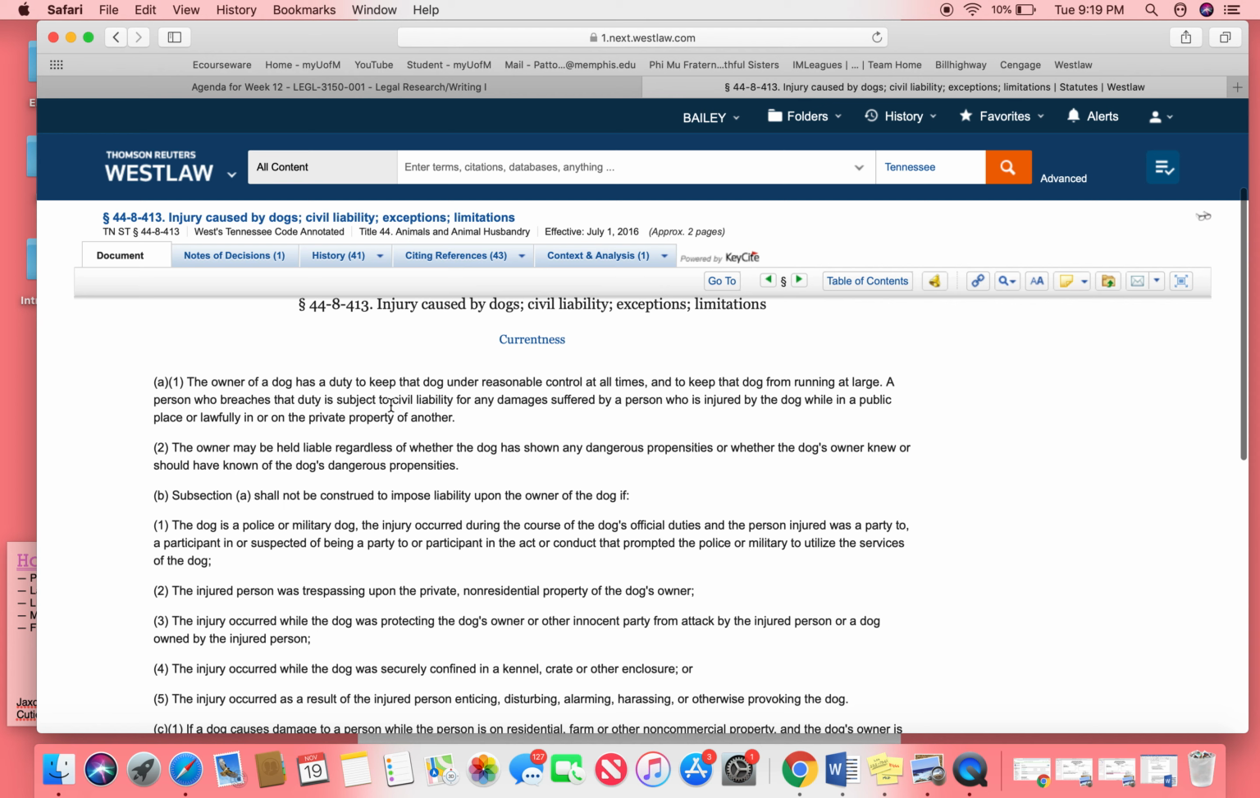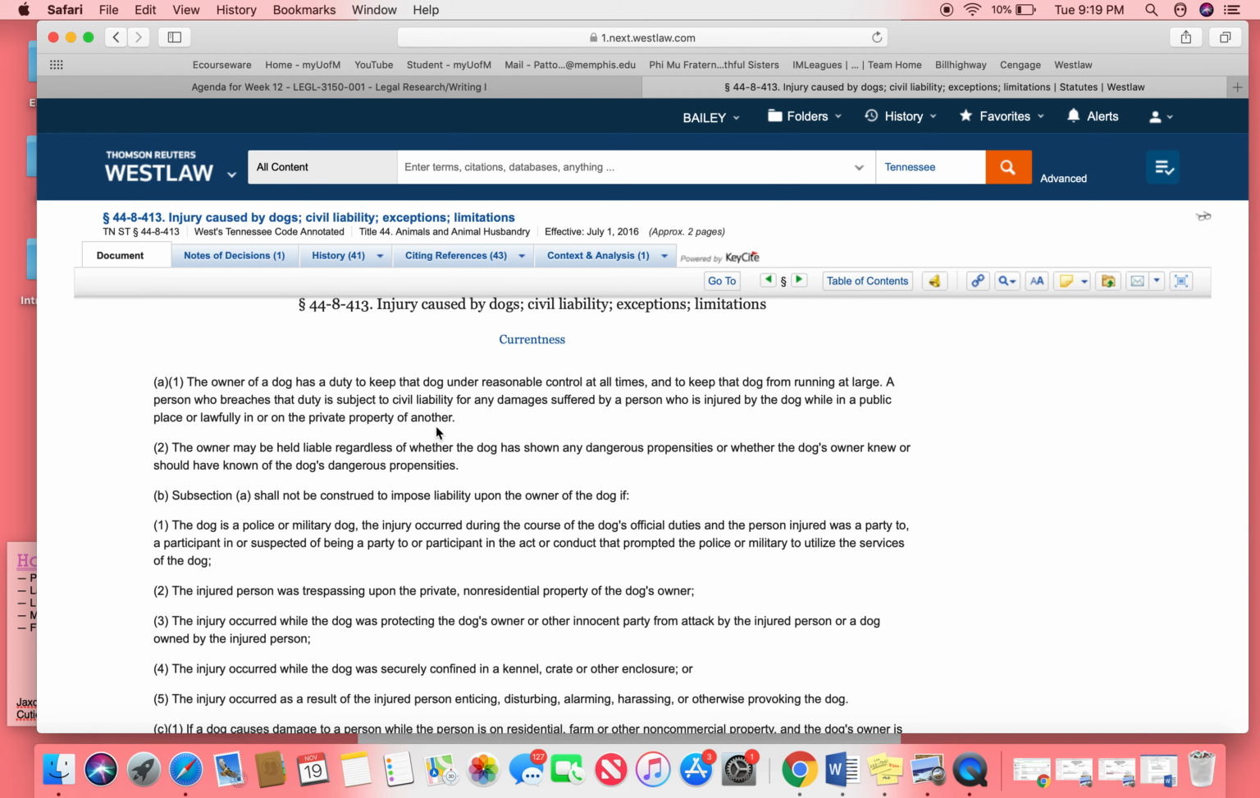The owner of the dog has a duty to keep the dog under reasonable control at all times, and to keep that dog from running at large. A person who breaches the duty is subject to civil liability for any damages suffered by a person who is injured by the dog while in a public place or lawfully in or on the private property of another.